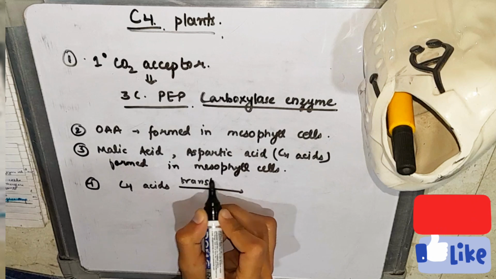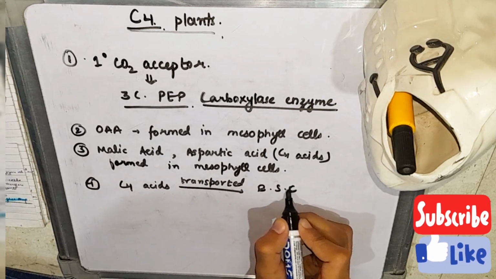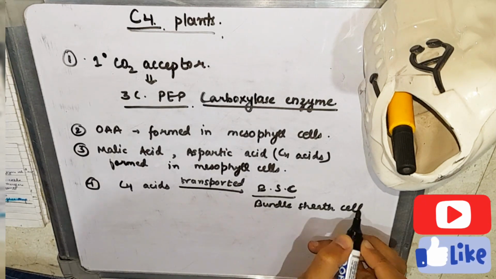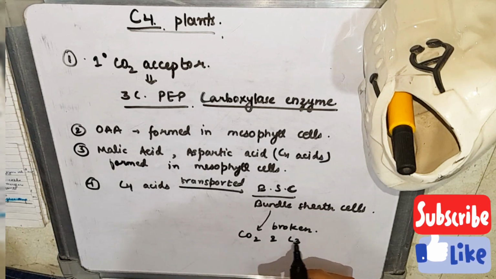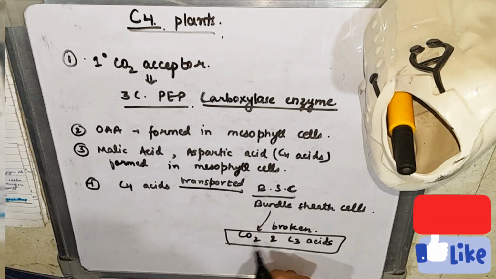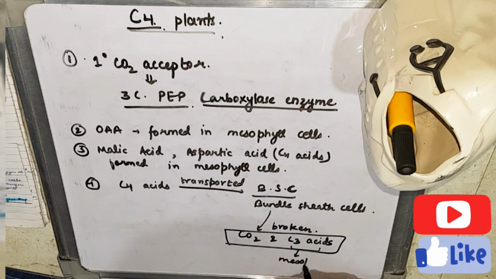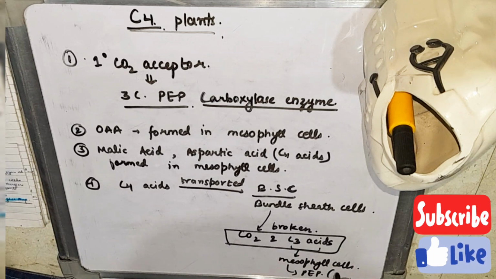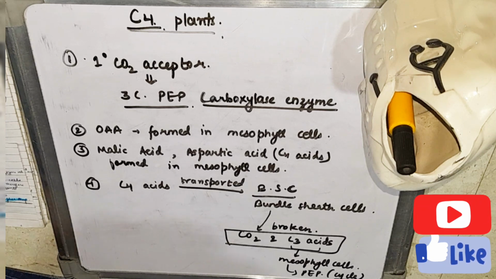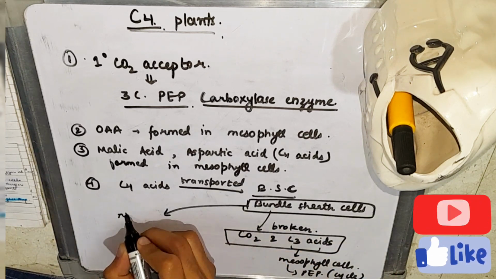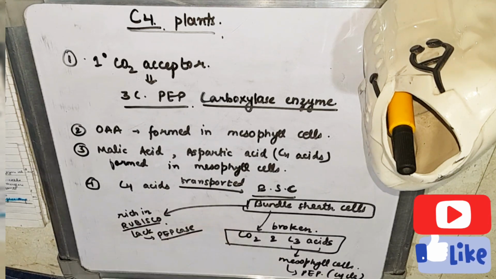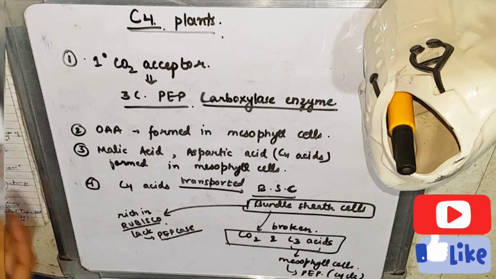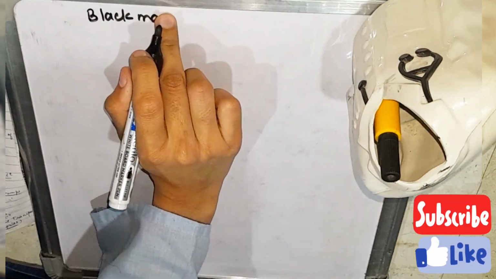The C4 acids are transported to the bundle sheath cells, which is present in the C4 plants, and they further are broken down into carbon dioxide and C3 acids. The C3 acids again go to the mesophyll cells, which again goes to the PEP, that is the primary CO2 acceptor, and so this way the cycle continues. The bundle sheath cells also are rich in Rubisco enzyme and they lack PEPcase. This is a very important point.